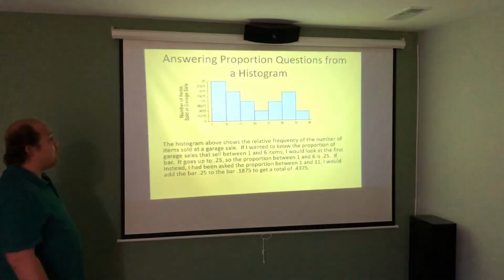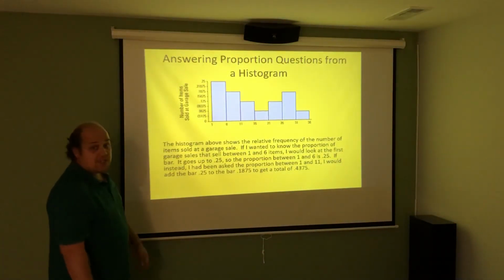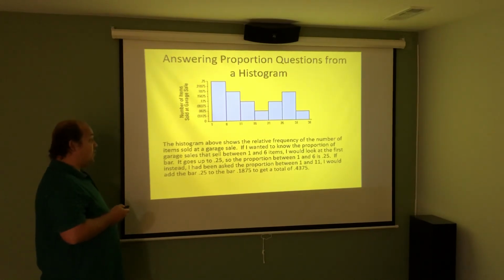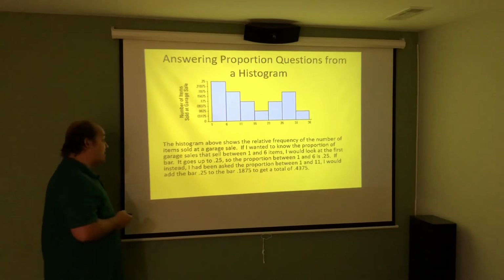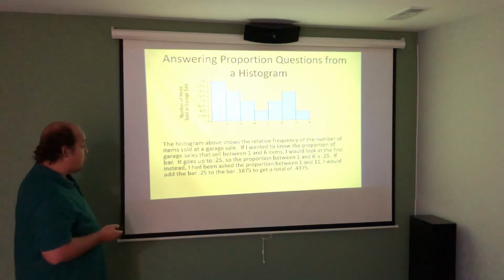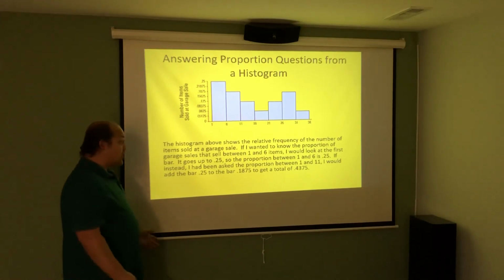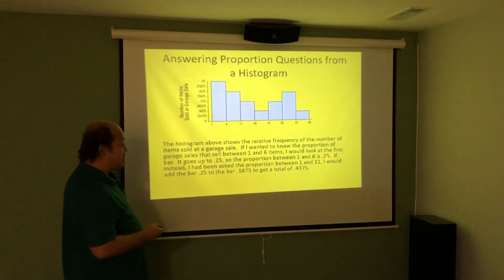If you were answering a proportion question from a histogram, which is something that you are asked to do in the homework: the histogram above is showing the relative frequency of the number of items sold at a garage sale. If I wanted to know the proportion of garage sales that sell between 1 and 6 items, I would look at the first bar. So basically, I'm saying that none of the garage sales sold 0 items. So the first class had a minimum of 1. It went from 1 to 6 items, and it looks like 25%, or 0.25 as a relative frequency, fell in that class. So the proportion between 1 and 6 is 0.25.